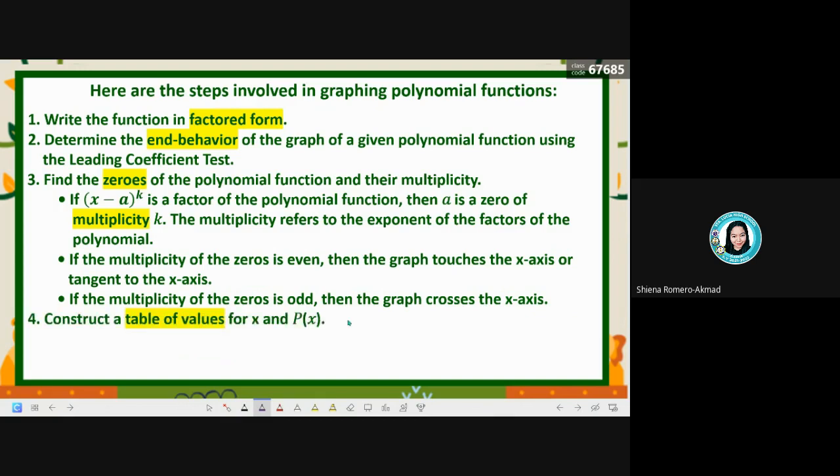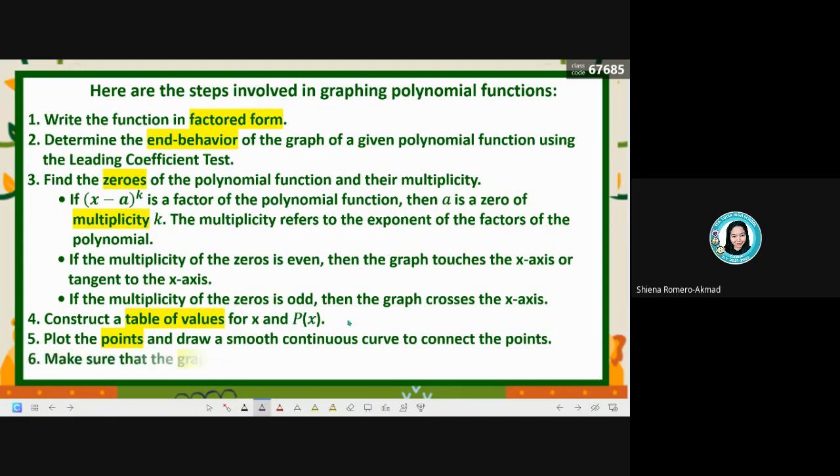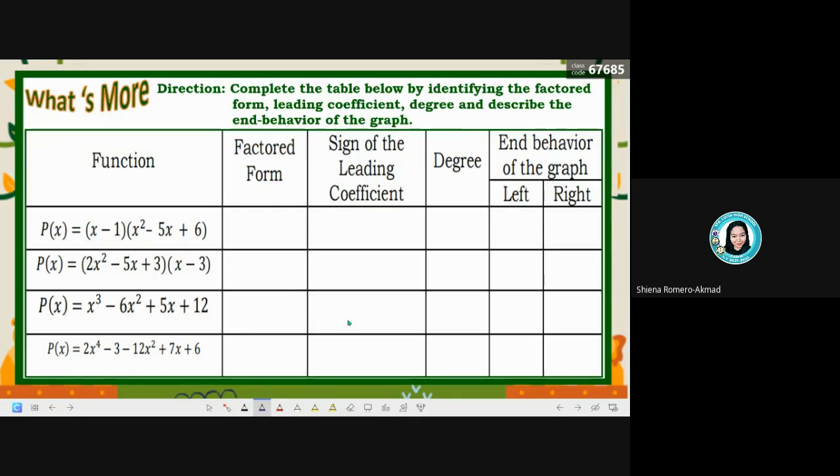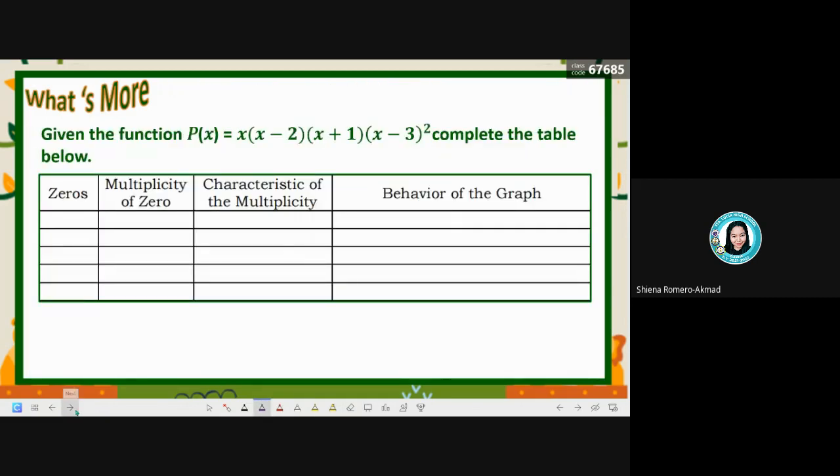And then, pwede tayong gumawa ng table of values para makuha natin yung graph itself. We can also, and now, you are ready to plot the points kung may table of values ka na. And number 6, you can now graph. So dito, you can first complete the table. Okay? So let us have this first. Wag na yan. Let us proceed to examples na.